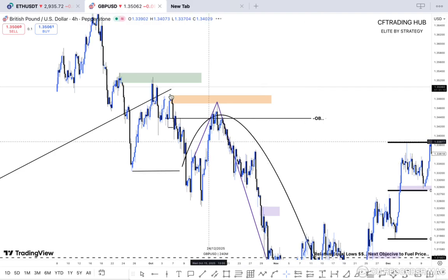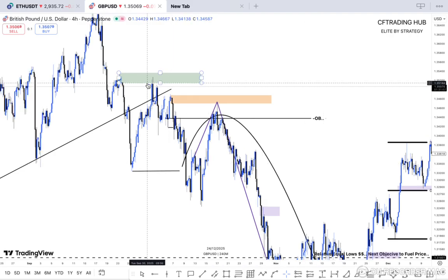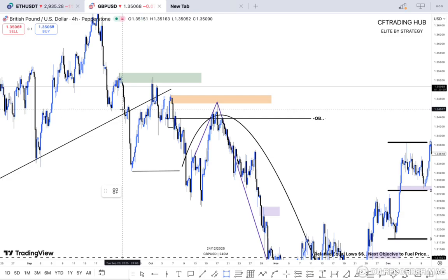Also, this is another example over here. This is another order block over here. After the order block formed, what do you see over here? You see displacement, which is fair value gaps over here. Initially, price tested and respected this particular fair value gap. You can see it over here.